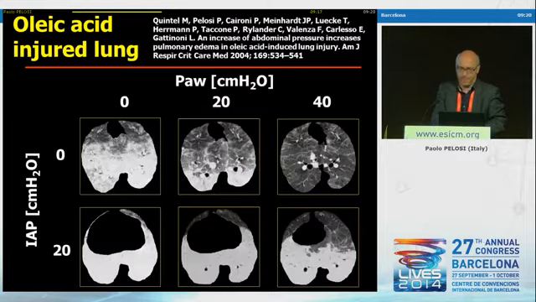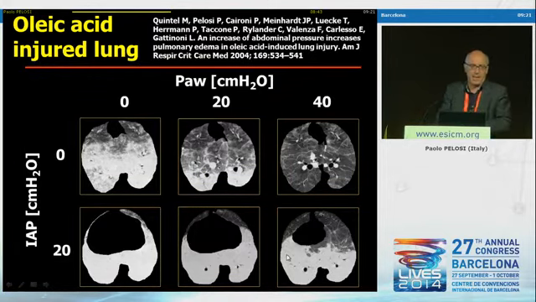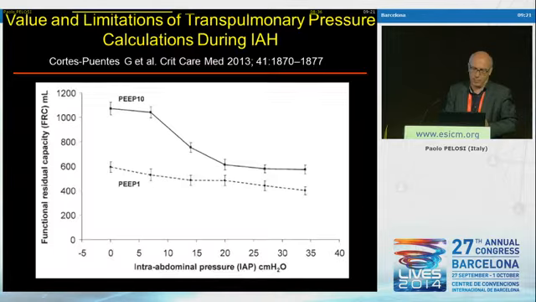And this is a study we performed some years ago with Michael Quintel, showing animals after oleic acid at two different levels of intra-abdominal pressure and different pressures in the airways. And you see that when we apply the same airway pressures, as I showed you in the slide before, we have a completely different effect on the lung structure. Because in this condition we apply the same airway pressure, but the real transpulmonary pressure here is much lower than in this setting. So again, in order to evaluate the real transpulmonary pressure in this condition, theoretically, we need the real transpulmonary pressure.